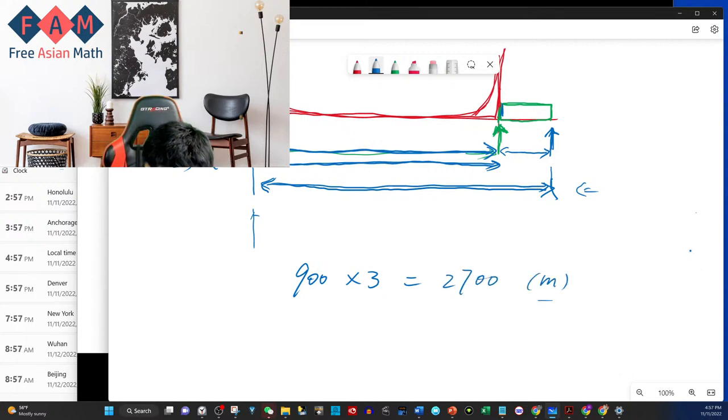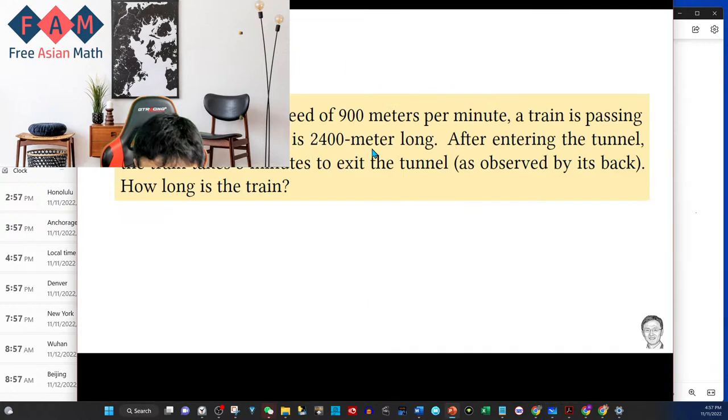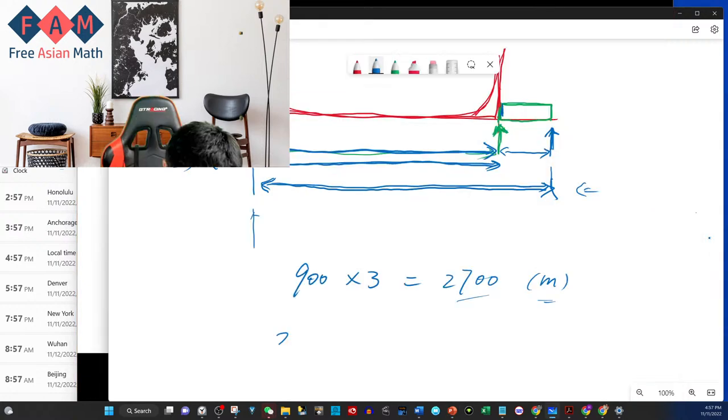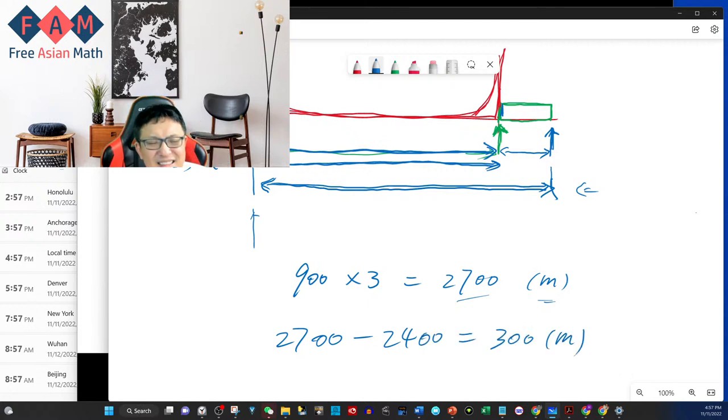Always remember, add a unit to whatever you wrote so that you know what you are doing. Otherwise, this may not be very meaningful. So we know during this time, the 3 minutes, the train traveled 2,700 meters. But this tunnel is only 2,400 meters long. What does that mean? That means the rest is the train's length. So this problem is very straightforward. Application, you subtract that to get 300 meters. And that is what we are required to solve. That is the train's length.